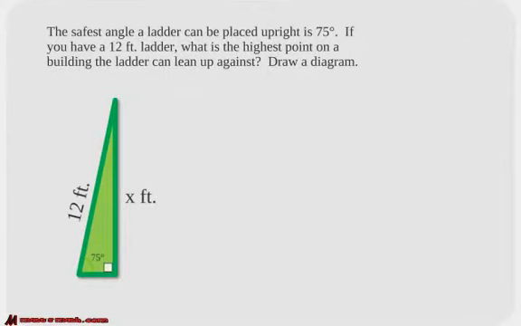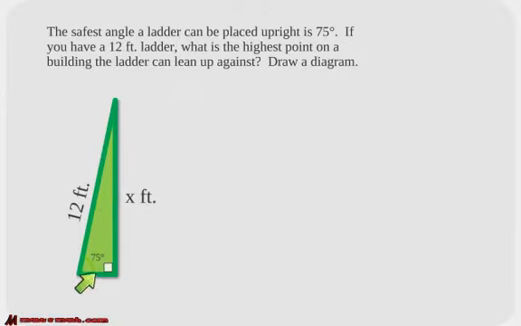All right. So the safest angle of a ladder that can be placed upright is 75 degrees. You don't want to put a ladder that's at 85, 90, all those kinds of things, okay? Well, you have a 12-foot ladder here. What's the highest point on a building that the ladder can lean up against? Now, you have a 12-foot ladder. That doesn't mean it can go up 12 feet on the wall, okay? Here's your diagram. It's got to go up 12 feet this way.